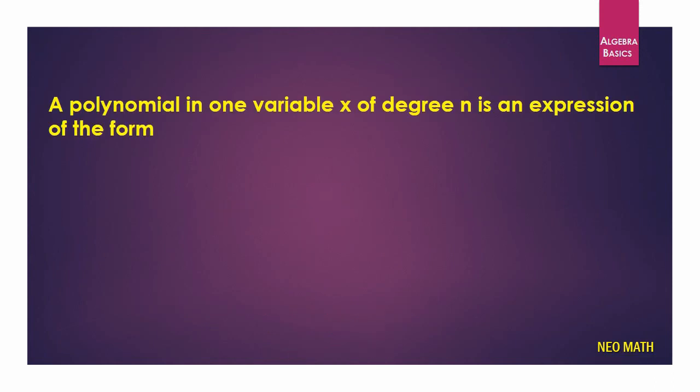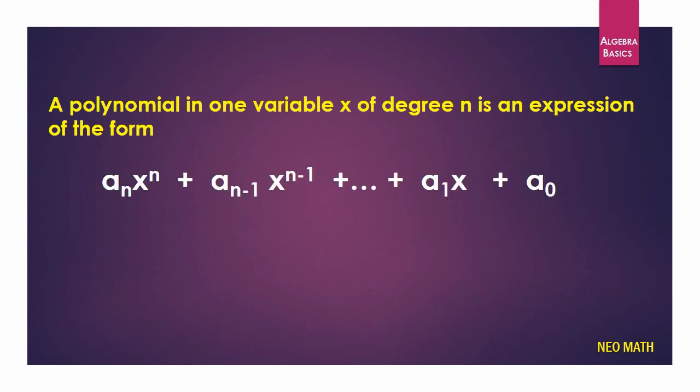So, a polynomial in one variable. Polynomial in one variable means it has only one variable. So a polynomial in one variable x of degree n. How do we find out the degree? It is the highest power of the variable in the expression. So a polynomial in one variable x of degree n is an expression of the form a n x to the power of n plus a n minus 1 x to the power of n minus 1 plus and so on, to a1 x plus a0.